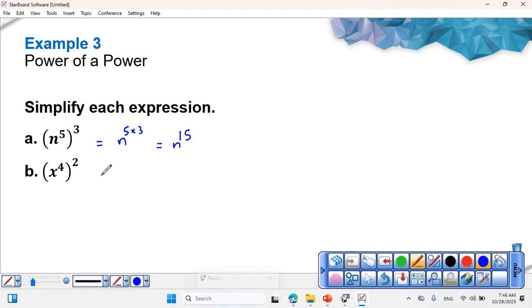Also, here, in question B, the same process. x to the power 4, to the power 2, times 2 to the power 2. The answer is x to the power 8. It's easy. Okay? Okay, let's move to the next.